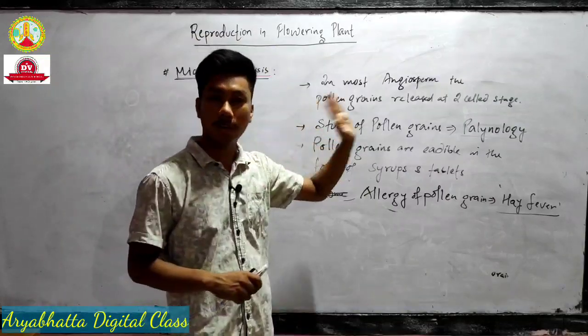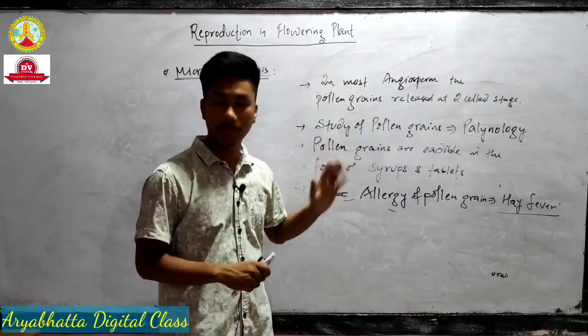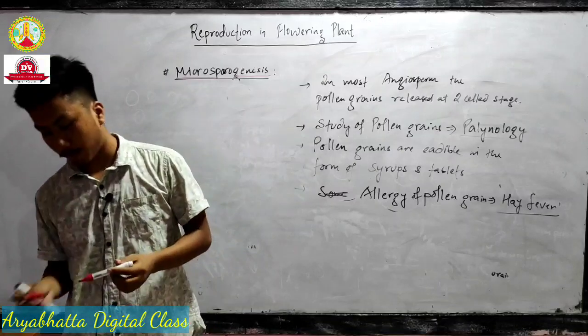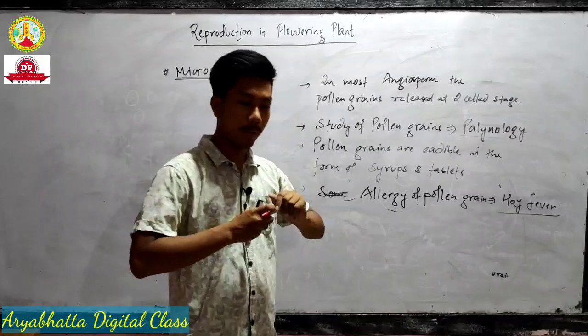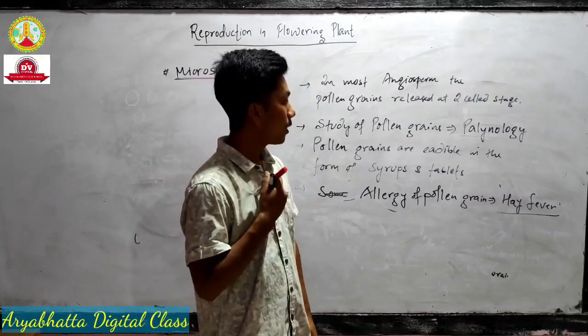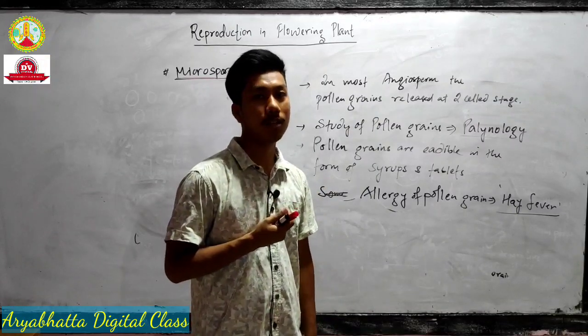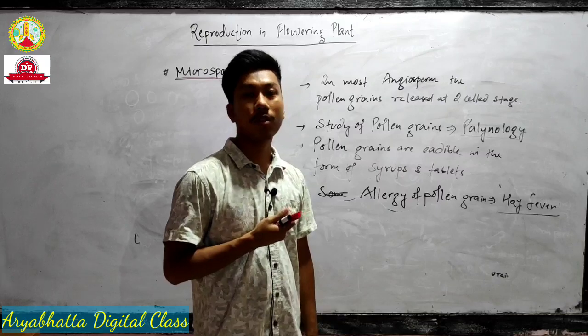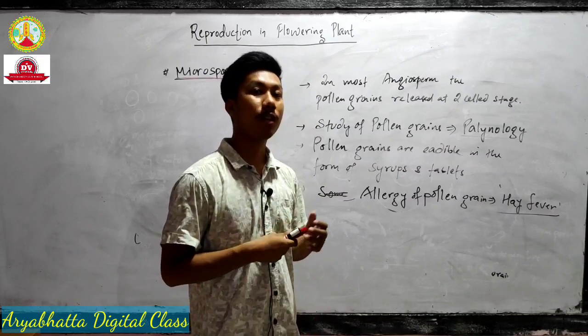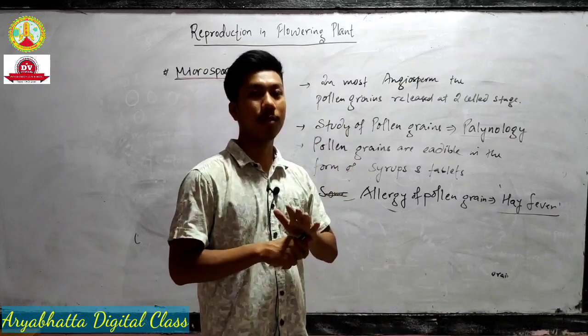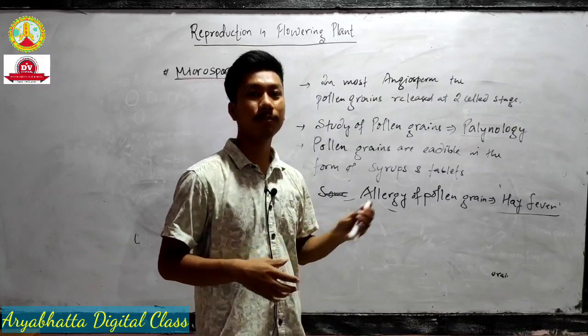Okay, I want you to write it down in your copy along with the diagram. Once the class opens, I will check your copy, all your copies. So remember. Okay, so with this we have completed the process of microsporogenesis. Next we will discuss the structure of the female reproductive organ, that is ovule, in the next video. Okay, stay home, stay safe.